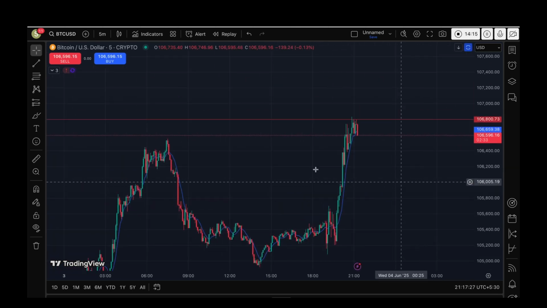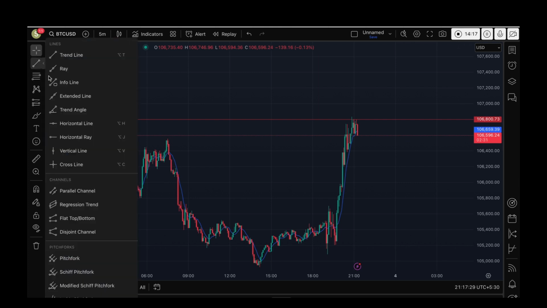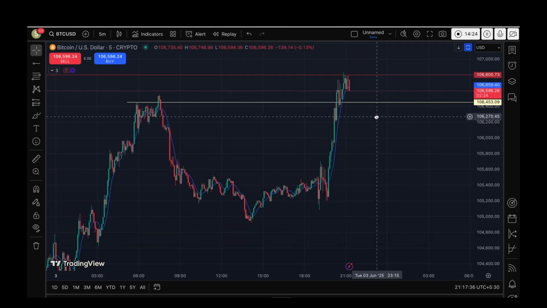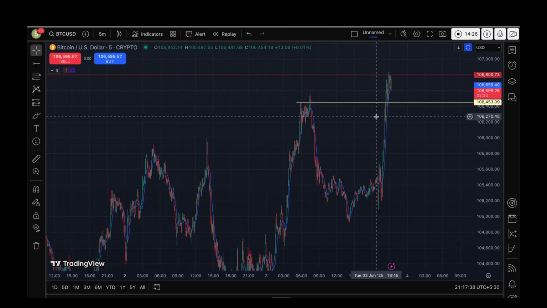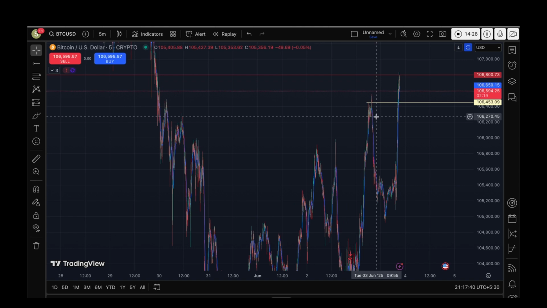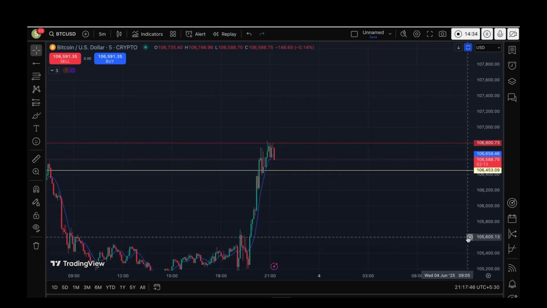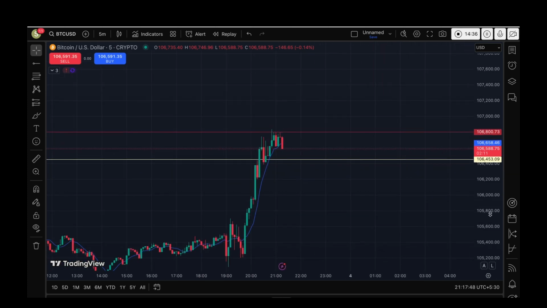Here is one support area. You can see that, correct, the support area is here also. Yeah. So after that, yes, this is the support. It's a big red candle.